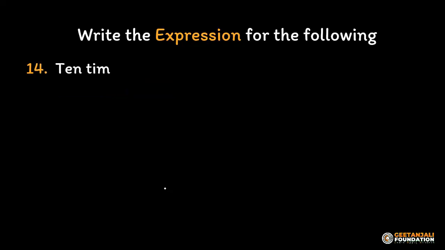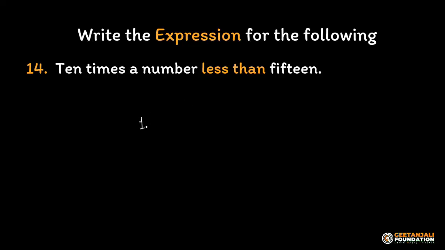So the difference of 4 times a number and the quotient of the number and 3 will be 4n minus n by 3. Now, 10 times a number less than 15. Order is important. What will you write first? 10 times a number less than 15. You need to write 15 first, because if you read this, you should understand the sentence clearly: 15 less than 10 times a number.